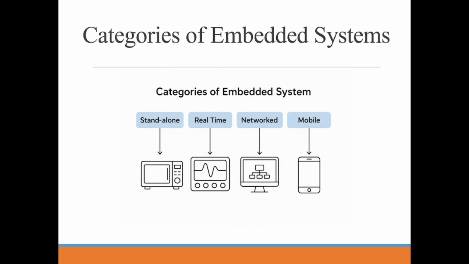For independent standalone systems, the Tesla car is an example. And let us see about the real time embedded systems. Real time embedded systems are designed to take action within a specific amount of time, which makes them time-bound systems. There are mainly three types in real time systems.